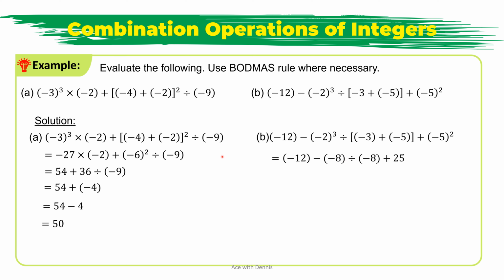Now from this line, we can see that we have the operation of division. We have to take care of -8 divided by -8, which gives us 1. So be careful with the sign. -8 divided by -8 is 1, and minus is still minus. -12 minus 1 plus 25. And the answer is 12. Alright, do you get the answer correctly?